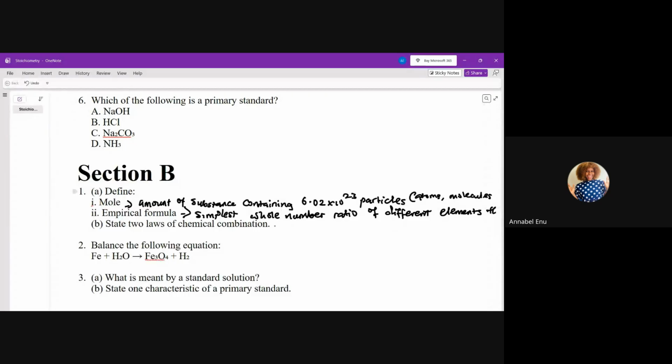And here we can have the law of conservation of mass, and the law of constant proportion.